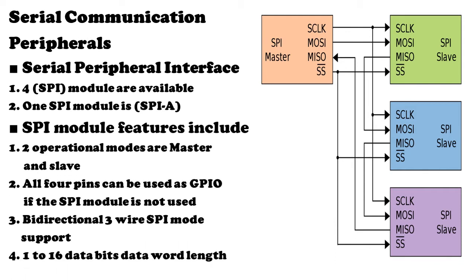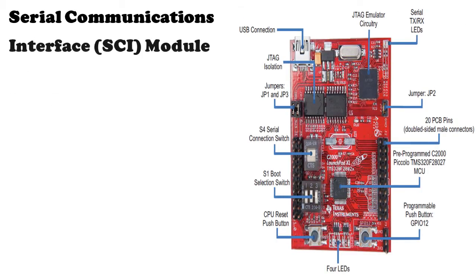Let's know about serial communication peripherals. 4 serial peripheral interface modules are available in C2000. One SPI module, SPIA, is available. The SPI is used for communications between the MCU and external peripherals or another processor. Multi-device communications are supported by the master and slave operation of the SPI. The data word length of SPI is 1 to 16 bits. SPI supports simultaneous receive and transmit operation. Next we are going to know about SCI module.